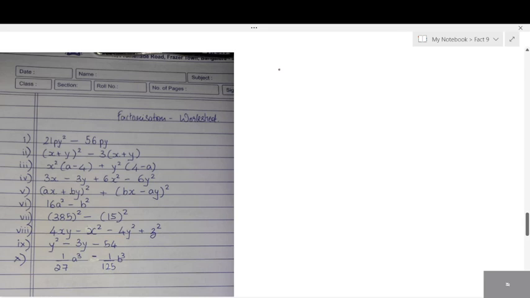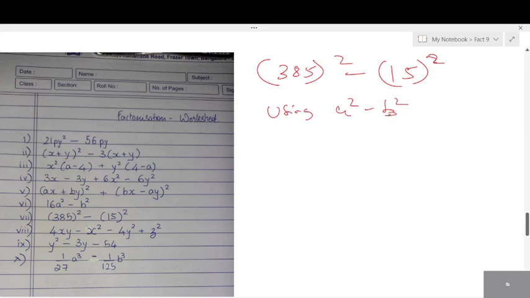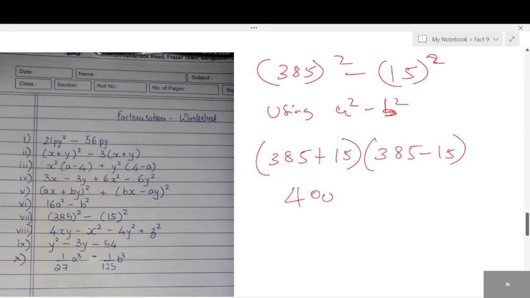Next one is 385 the whole square minus 15 the whole square. They've already given square and square. There is a minus, students. What is a square minus b square? A plus b into a minus b. So 385 plus 15 into 385 minus 15. 385 plus 15 is 400, into 370.